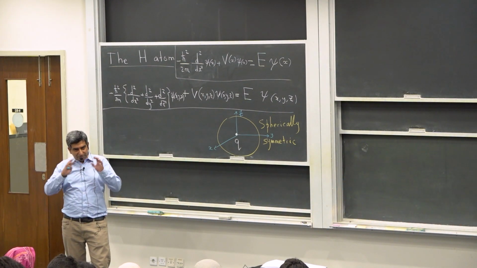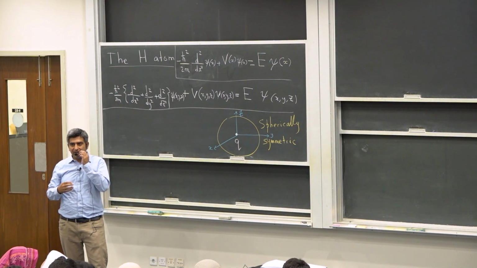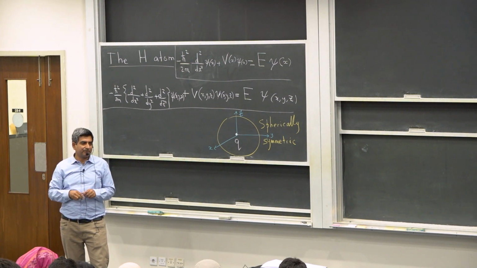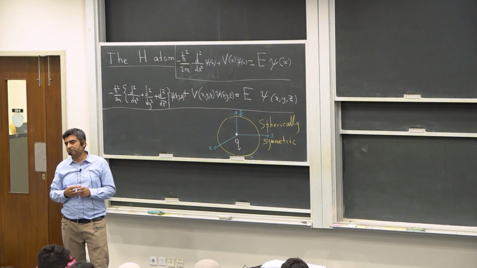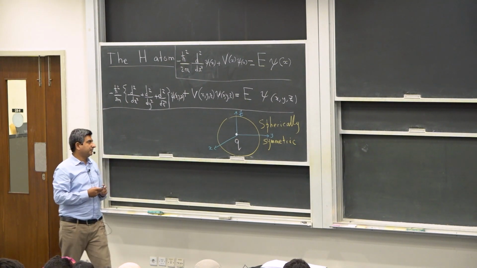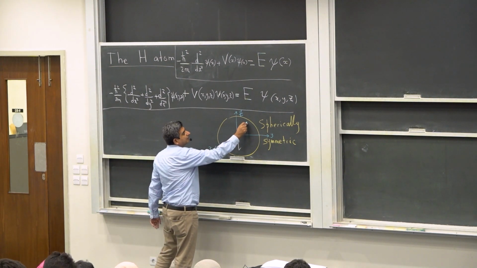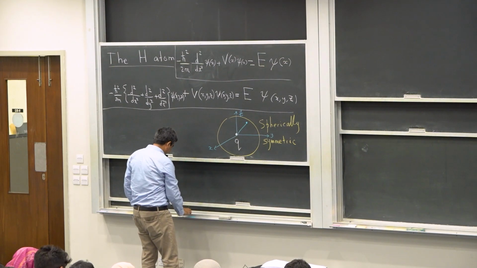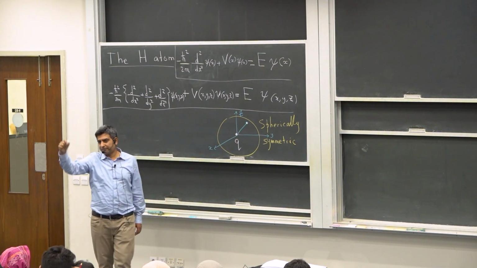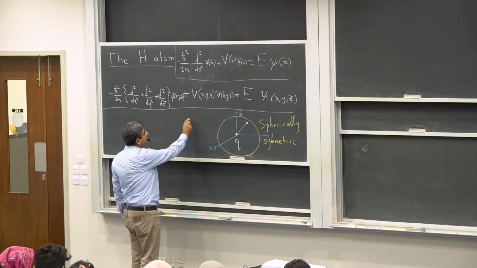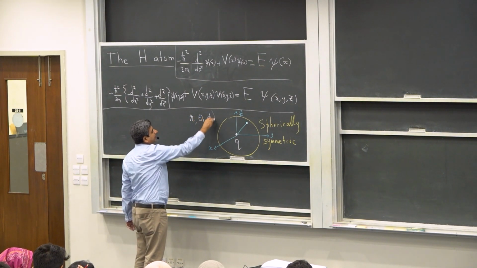When you have a situation that is spherically symmetric, it's customary to use another set of variables, which are called the polar variables or the spherical variables. So in this case, you have a point on the sphere, and this point on the sphere is characterized by three quantities. It has an r, it has a theta, and it has a phi.